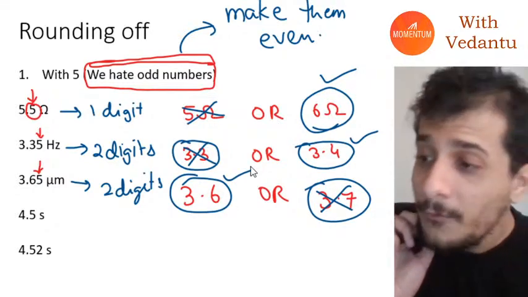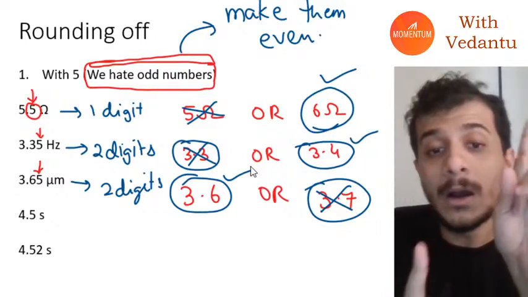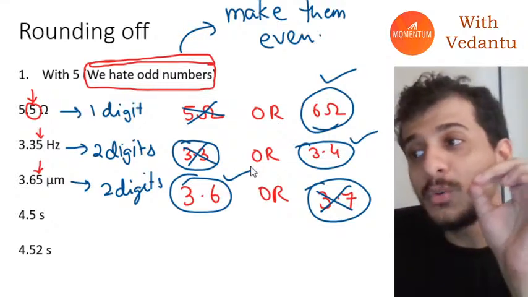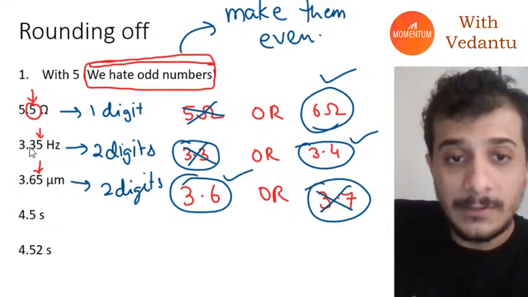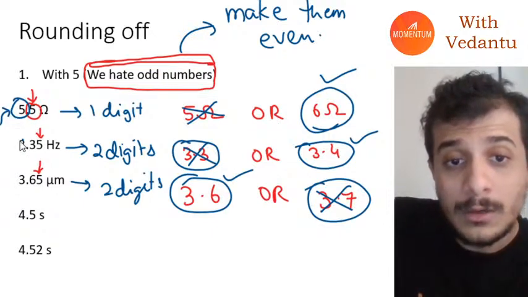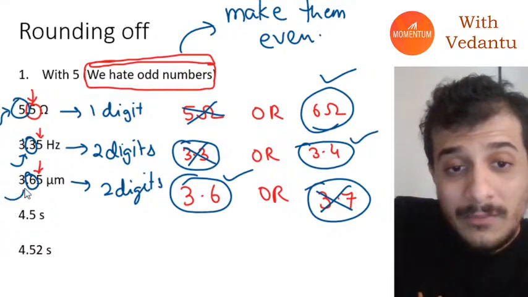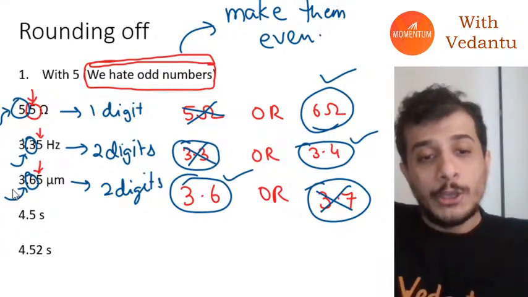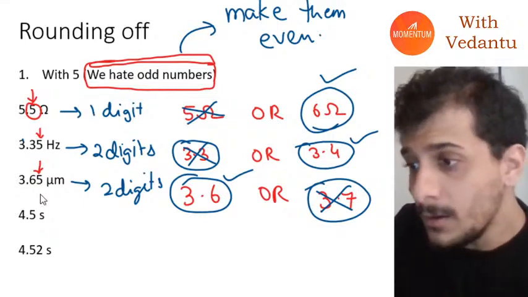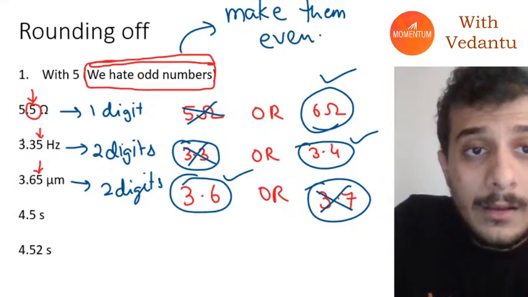When you have 5 at the end, guys, you have to look at the number preceding it. If it's an odd number, you convert it into even. If it's an even number, you keep it even. You do not care. Even numbers we like.